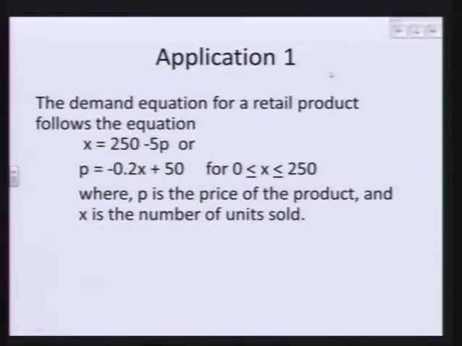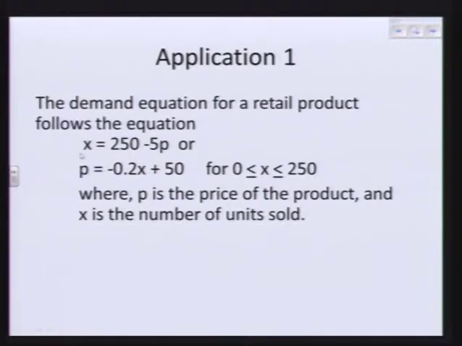And this is actually one from the business area. It says the demand equation for a retail product follows the equation x is equal to 250 minus 5p, or we can rewrite that equation as p is equal to negative 0.2x plus 50, where p is the price of the product sold and x is the number of units sold.